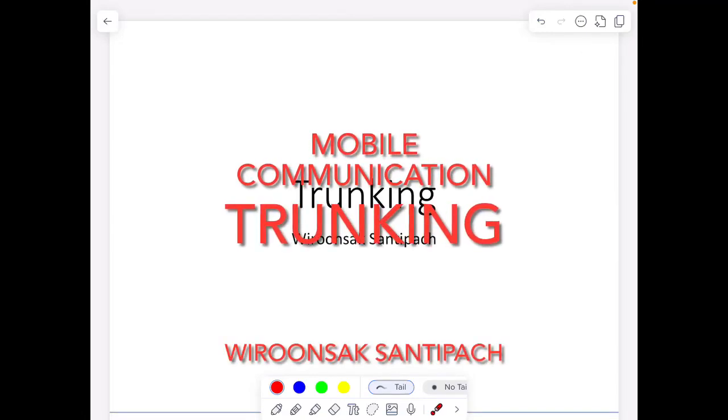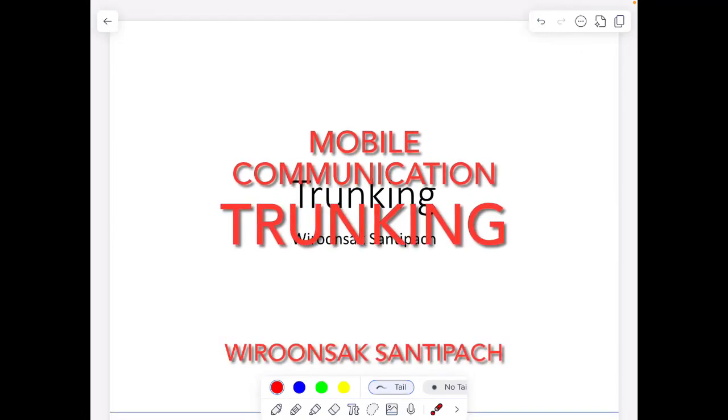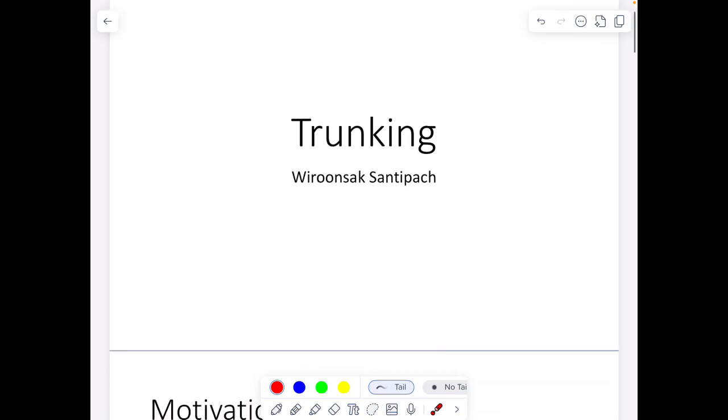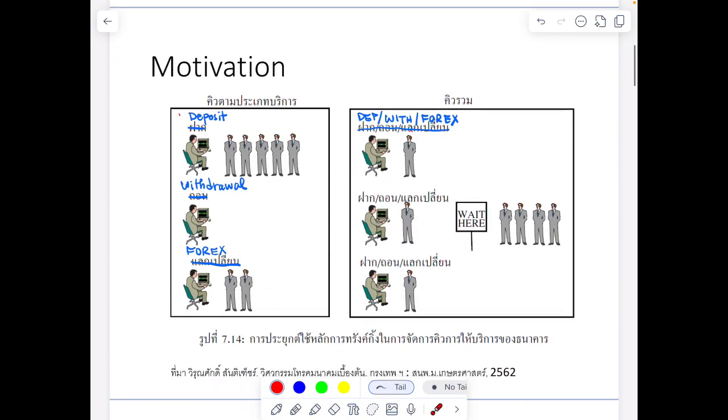In this clip, we're going to study the concept of trunking. Basically, trunking is when we share resources. If we do share resources, then it turns out the efficiencies will be increasing. Okay, so let's look at this scenario where there's a bank and the bank tries to service customers.